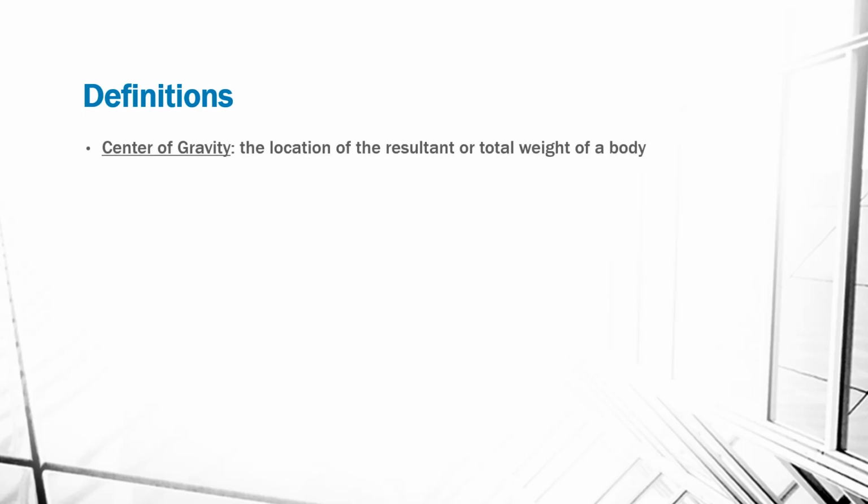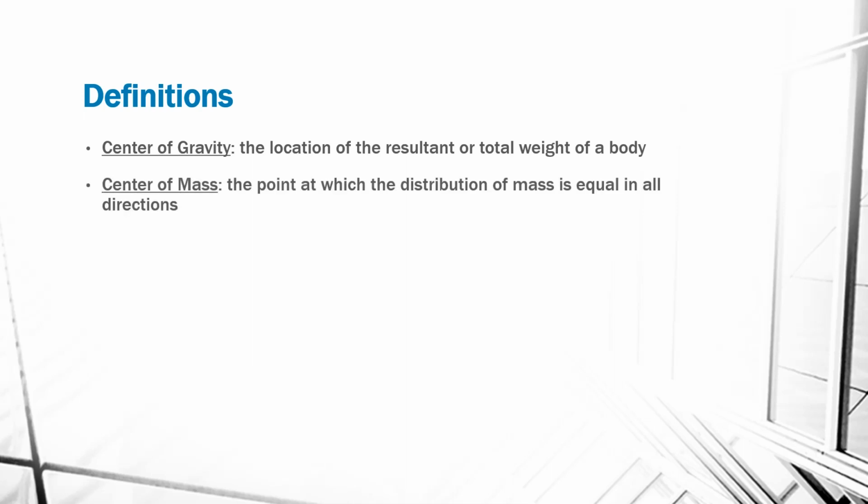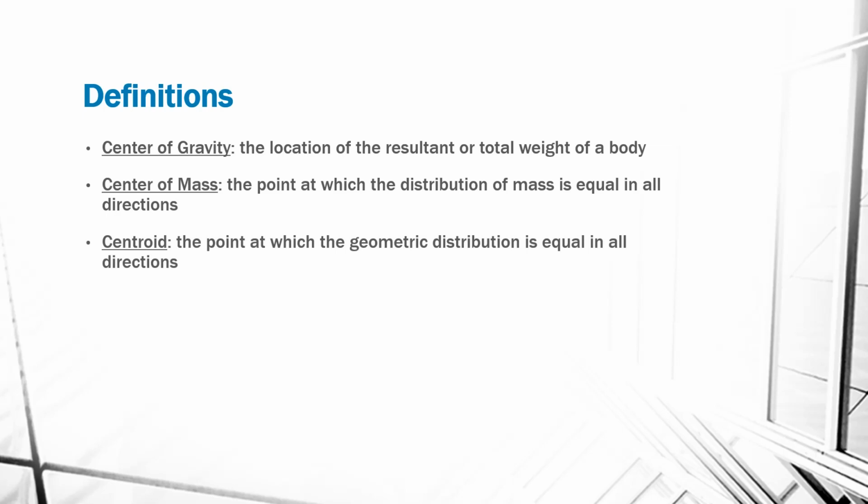Let's keep all of this in mind as we look at centers and centroids. First, let's define the center of gravity as the location of the resultant or total weight of a body. We can define the center of mass as the point at which the distribution of mass is equal in every direction. And we can define the centroid as the point at which the geometric distribution is equal in all directions.